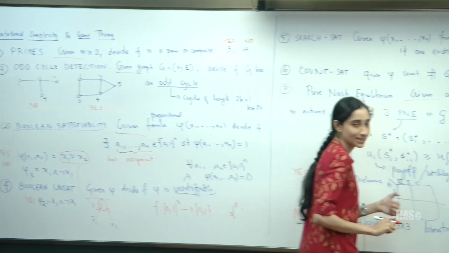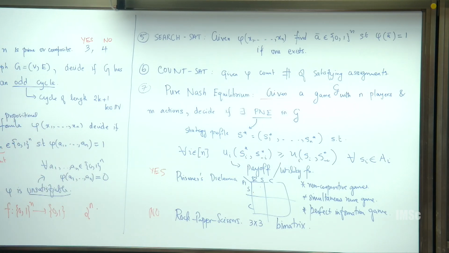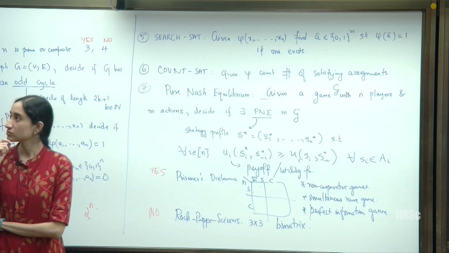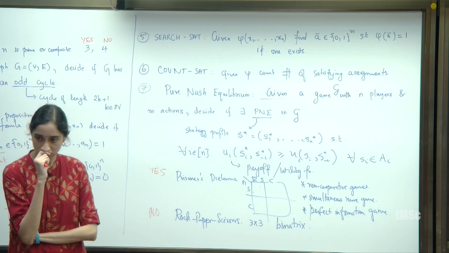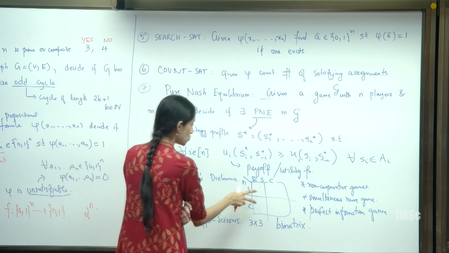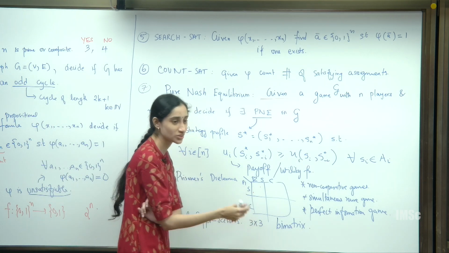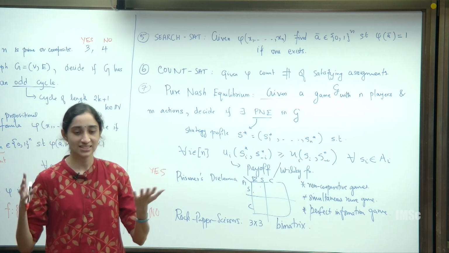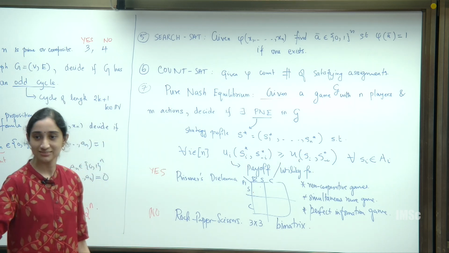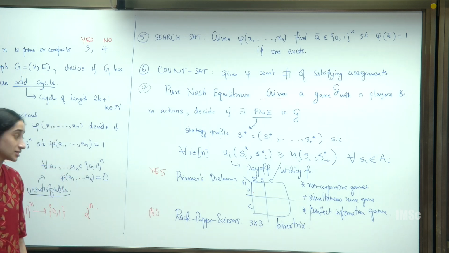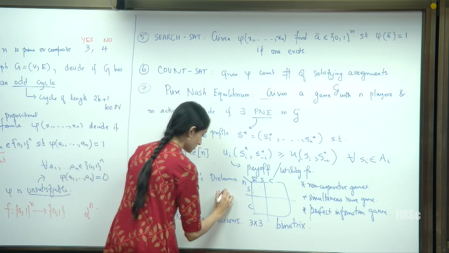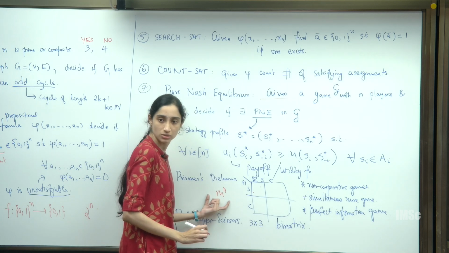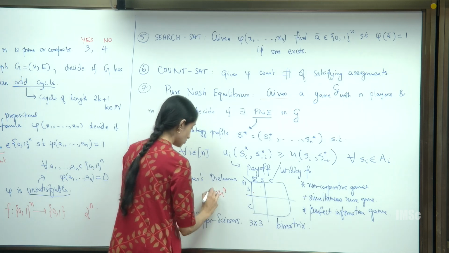So maybe you will input the matrix, the payoff matrix. So how much size will it require? So there are n players, m actions. So here there are 2 players, 2 actions, it has size 4. So it should be m power n. So m actions for each player, and there are n players. So roughly like that.